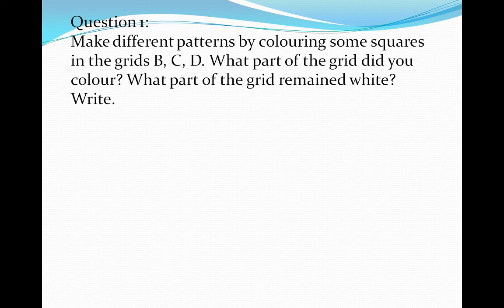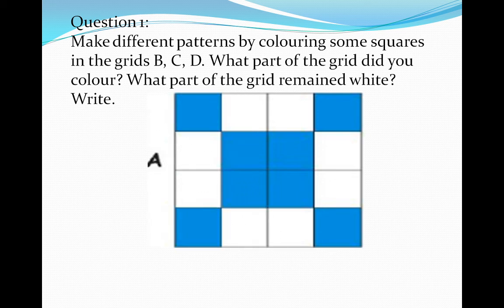Here is the one question: make different patterns by coloring some squares in the grids B, C, D. Okay, which grids are there, I will show you afterwards. What part of the grid did you color? What part of the grid remained white? Now look at here one of the examples.